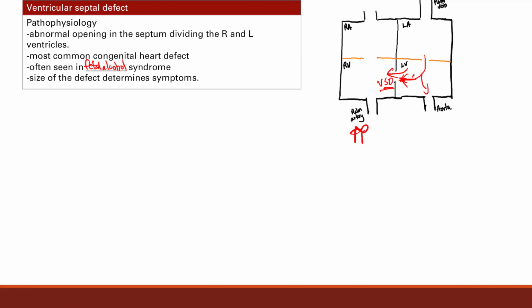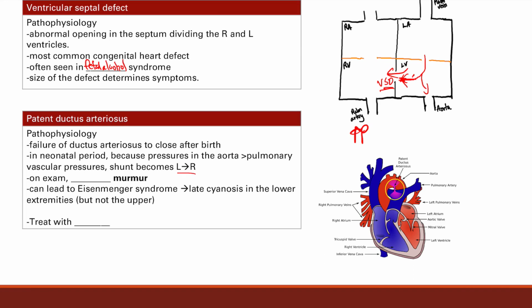So your shunt will be a left to right shunt because your pressures in the aorta are going to be higher than pressures in the pulmonary vascular, which is actually opposite of what it was in the kid. Just something to note. And on exam, do you remember what kind of murmur it was? If you saw the heart sound lecture, you would know. It's a continuous machine-like murmur. It literally sounds like a machine in the background, like some washing machine running constantly. So it's constant in both systole and diastole. And this can lead to Eisenmenger syndrome as well. And what you're going to get is late cyanosis in the lower extremities, but not the upper.